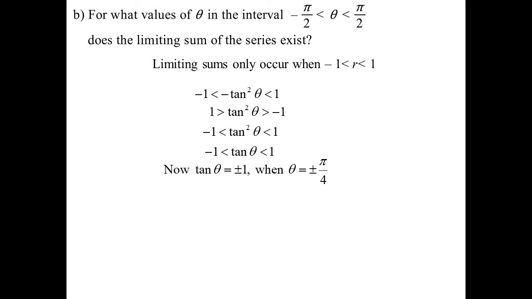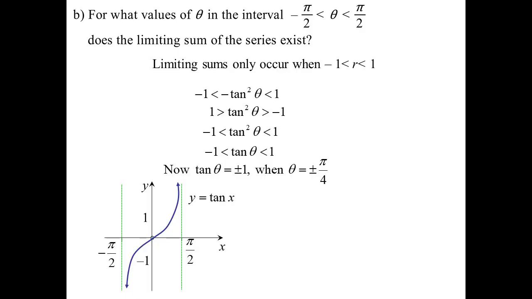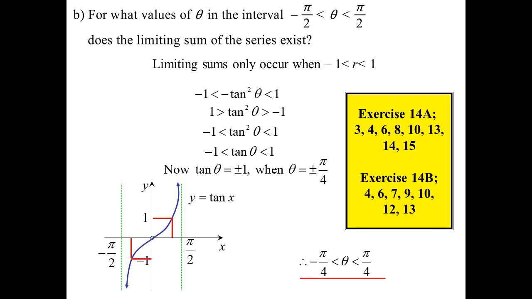Now, tan theta plus or minus 1. Well, that happens when theta is plus or minus pi on 4 or 45 degrees. If I have a look at my graph, so here's my tan curve going between minus pi on 2 and pi on 2. Now, I've just drawn in where theta is pi on 4, or when the answer is 1, whichever way you want to think about it. So we can see that our limiting sum, the curve is below y equals 1, or above y equals minus 1, when the x value there is in between minus pi on 4 and pi on 4. Okay, 14a, 14b, basically just looking at applications of arithmetic and geometric series.